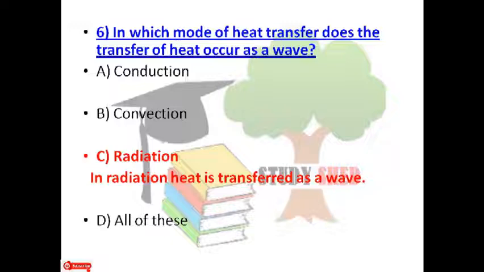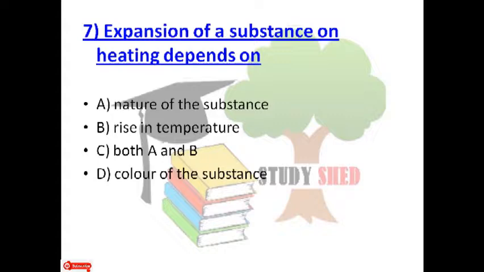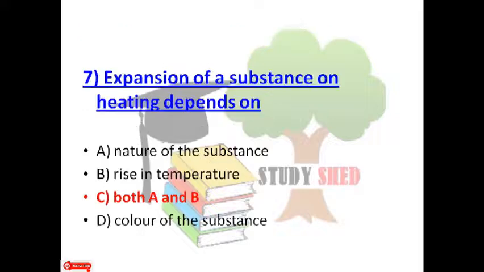Okay, question number 7. Expansion of a substance on heating depends on... Option A, nature of the substance, rise in temperature, both A and B, and color of the substance. Think wisely before answering this question, because this question is something, if students don't get their concepts clear, might make a mistake out of here. I'll give you 3 more seconds to think. Okay, let us reveal the answer. So the answer is both A and B.